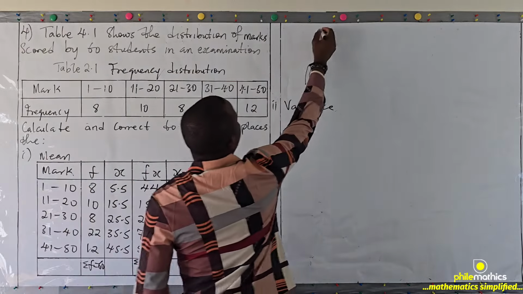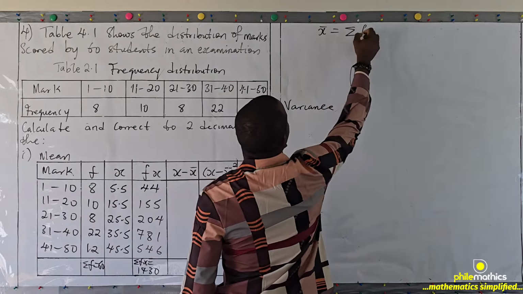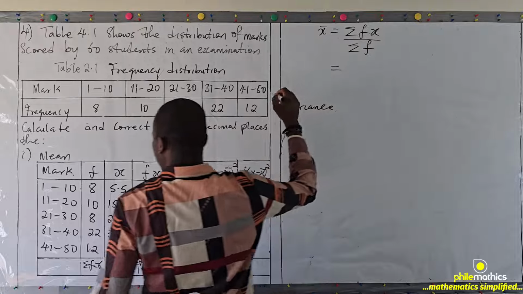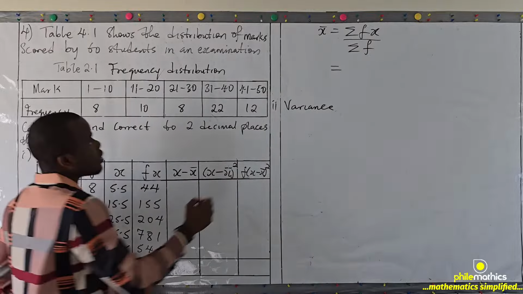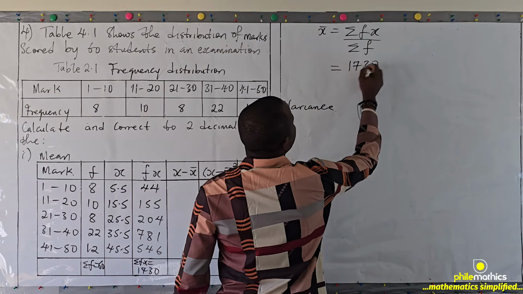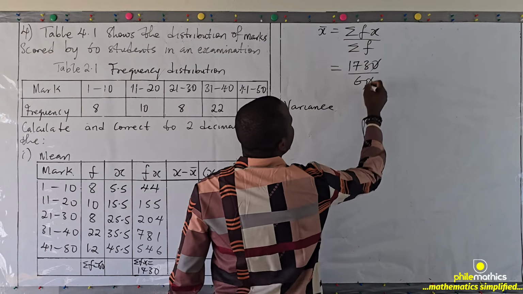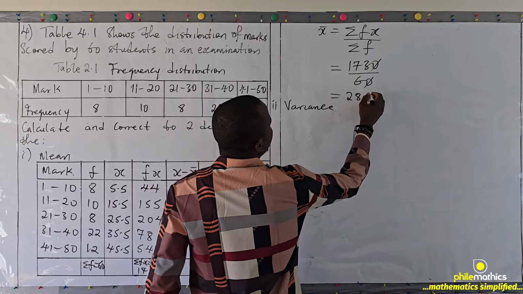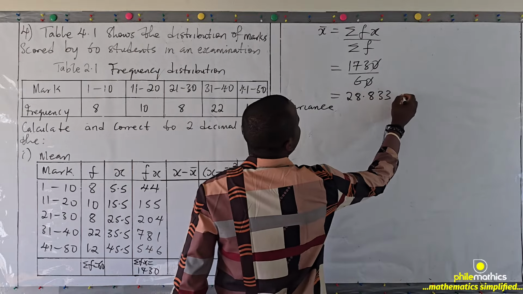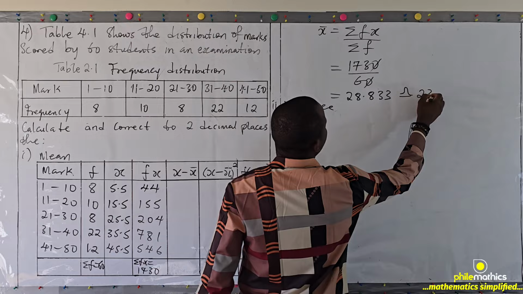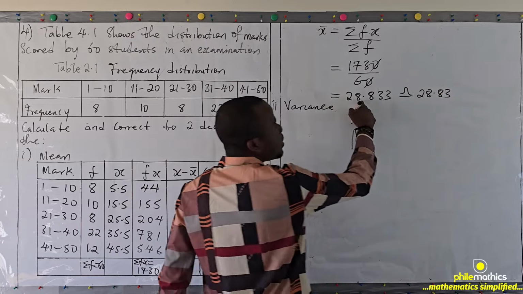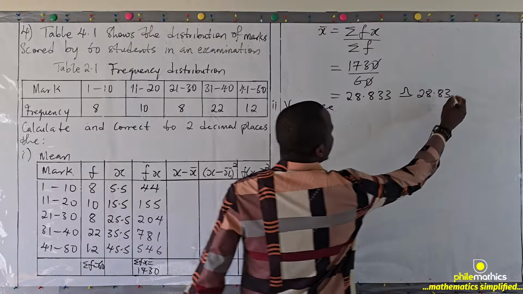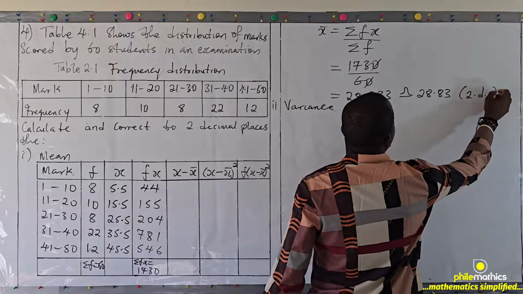And to find our mean, x bar, it is summation of fx over summation of f. And this is simply 1730 over 60. 0 can cancel 0. And if we divide this, we'll get 28.833. And to two decimal places, it is 28.83. Two places after the decimal point, because the next digit is not up to 5, we round down. That's why it's 83. This is to two decimal places.